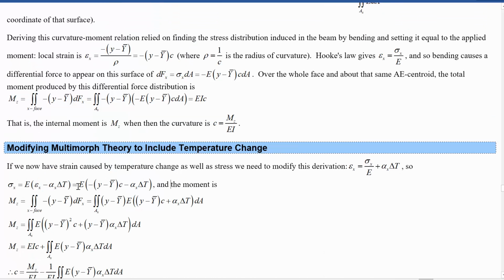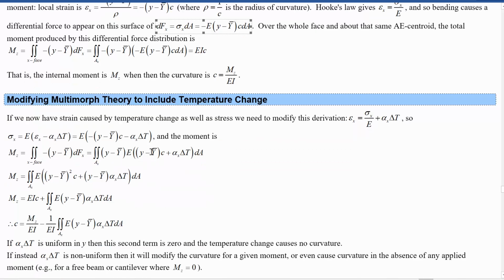And when we work out what this is, picking up the derivation from this step right here, this lets us figure out that the moment would now not just be this dF replaced with E times y minus y bar c, but we'd also have a y minus y bar c plus alpha delta T.